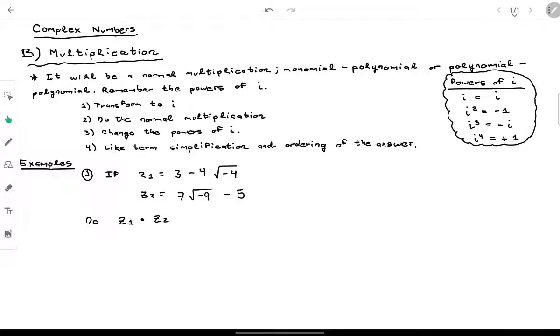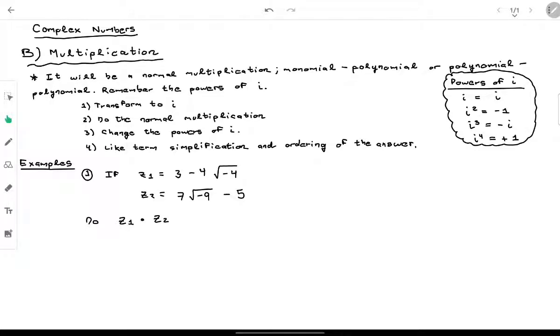So the process that we need to follow in order to do a complex number multiplication: first, we need to transform all the letters into i. So the negative roots, we need to transform them to i. After that, do the normal multiplication. Sometimes it will be monomial times monomial, or monomial times polynomial, or polynomial times polynomial. After that, change the powers of i. If we have powers of i that are i squared, i cubed, or i to the 4, we will need to change them. And finally, we need to do the like term simplification and ordering of the answer.